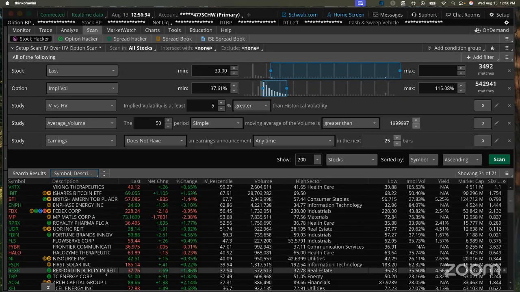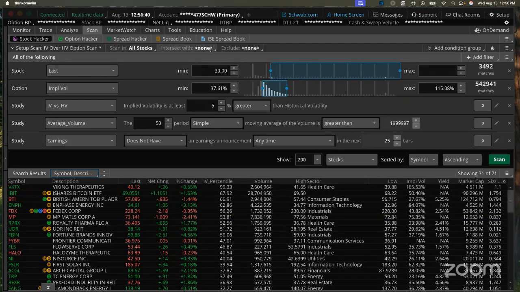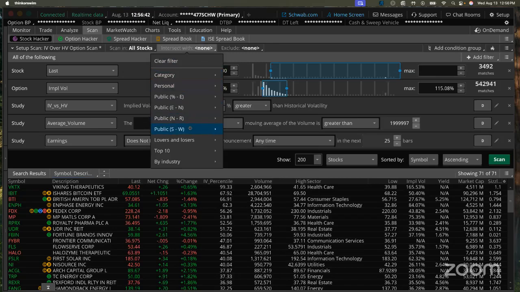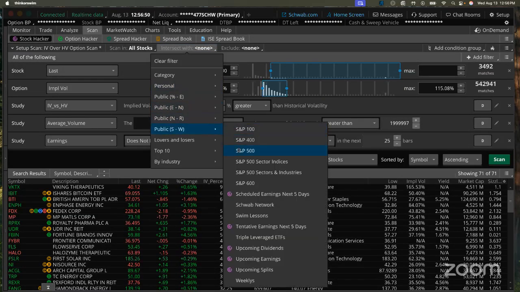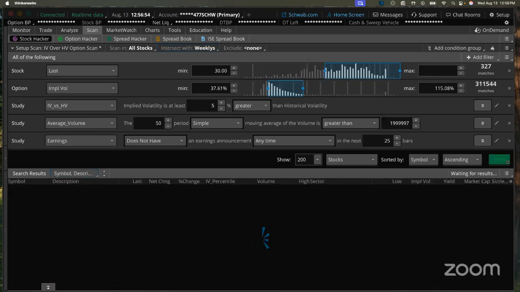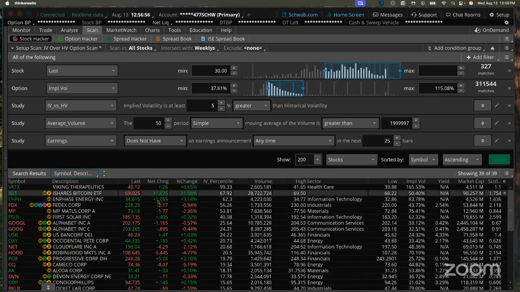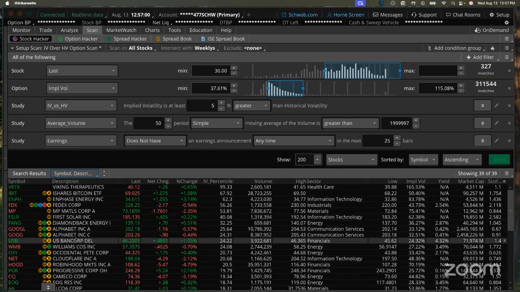Now, generally I get a lot of REITs. And here's the other thing I can do up here in the scan. In fact, this is what I do. I can go here to public, so I've got all stocks scanned. This is the same IV over HV, but let's limit it to only weekly options. Hit the scan. Now I'm down to 39. So that's a little better. That's why it pops out those REITs.